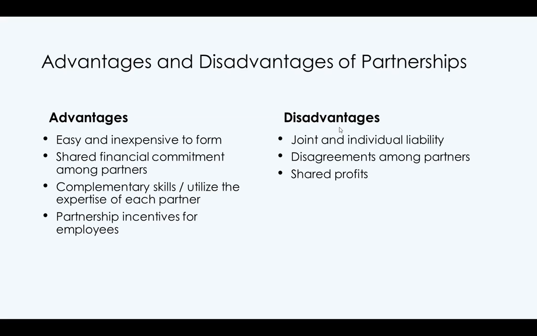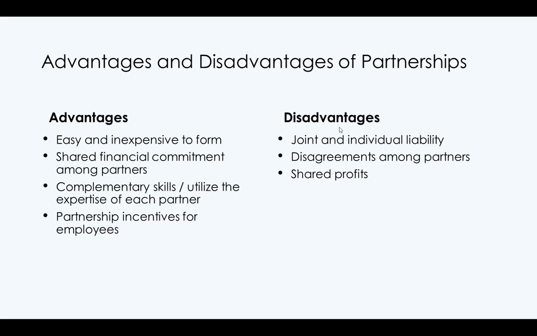And partner incentives for employees, because now you have multiple people. Maybe one of you is better at attracting employees to come work for you. Maybe one is better at managing them. Maybe one of you knows more people, and so on. Some disadvantages, of course, joint and individual liability. So obviously, if the other person makes a bad decision, you could be held responsible for that.